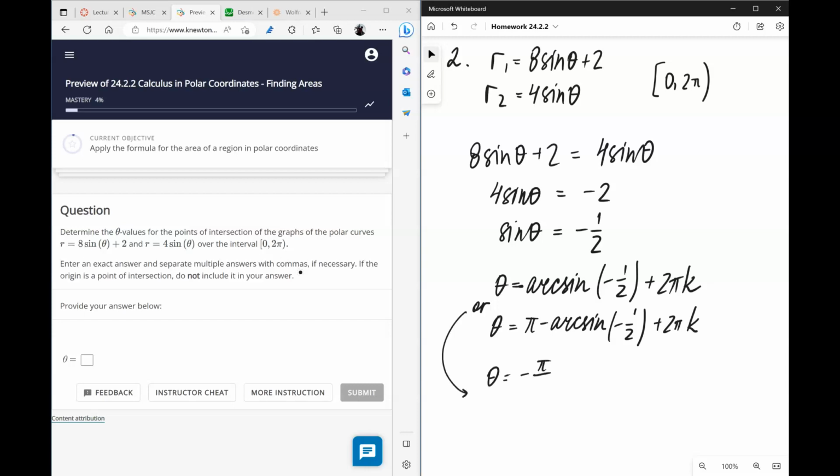-pi over 6, and our theta values have to be between 0 and 2 pi, so we're going to add 2 pi here. And for the second one, it will be pi minus -pi over 6, and that will be within the required restricted domain. So final answer is 11 pi over 6 and 7 pi over 6.